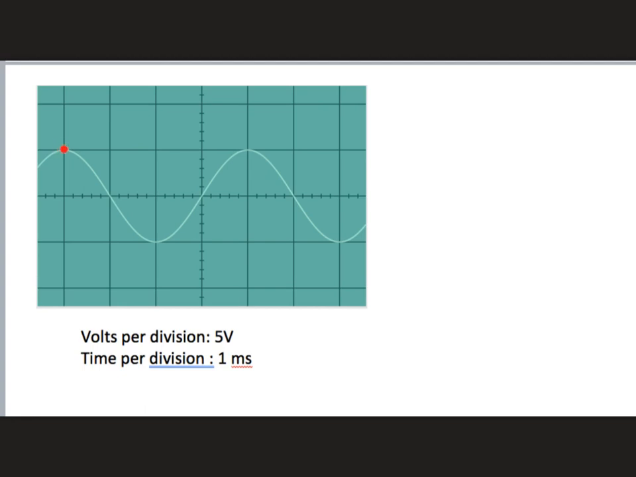So if I start here and go until I get to the next peak, that is a distance of 1, 2, 3, 4 boxes. That represents 4 horizontal divisions. Now we know that there is 1 millisecond in time per division. That's the time per division. So if there are 4 divisions and there is 1 millisecond per division, that means there's a 4 millisecond difference in time from that peak to that peak. Now the time from peak to peak horizontally is called the period of the wave.